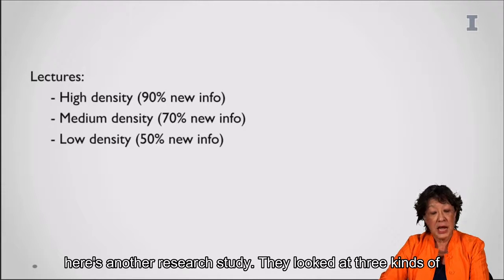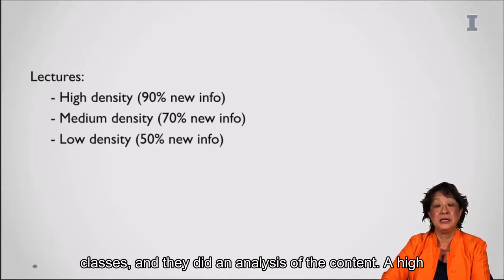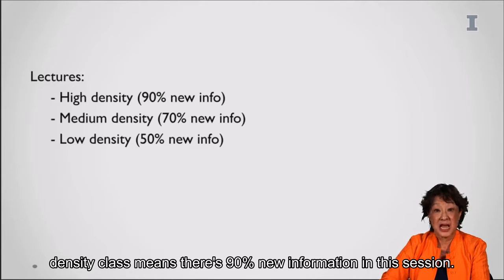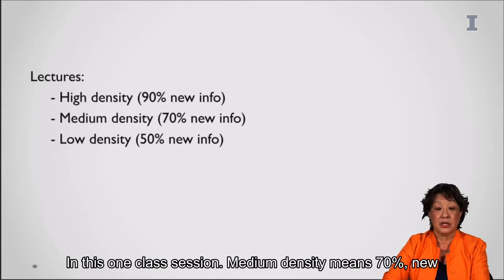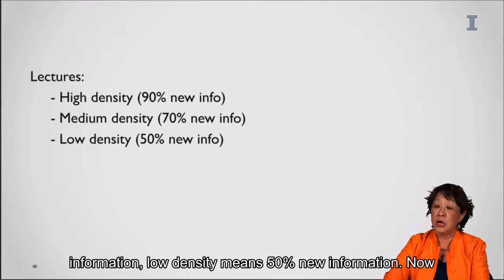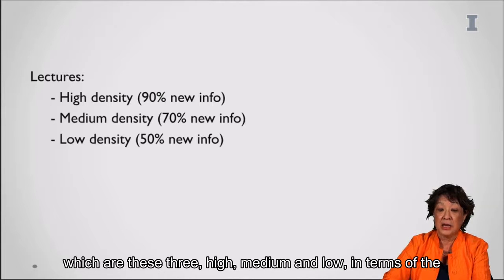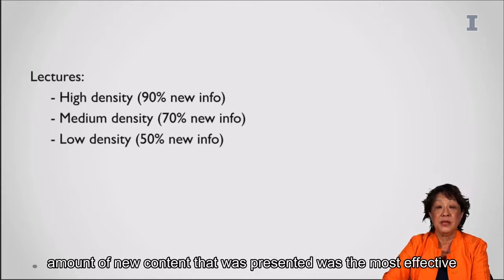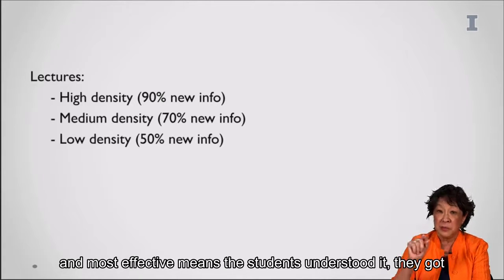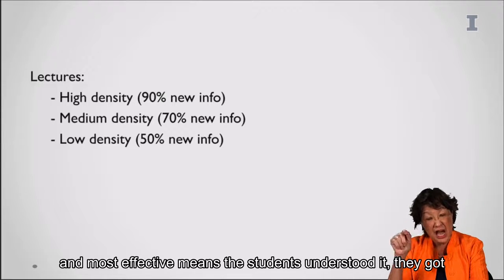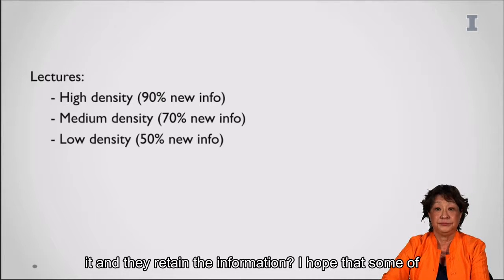They looked at 3 kinds of classes, and they did an analysis of the content. A high density class means there's 90% new information in this one class session. Medium density means 70% new information. Low density means 50% new information. Now, which of these 3, high, medium, and low, in terms of the amount of new content presented, was the most effective? And most effective means the students understood it, they got it, and they retained the information.